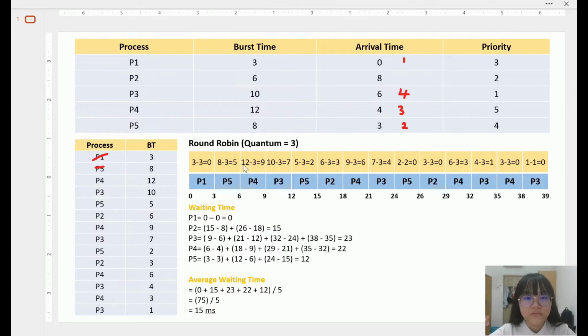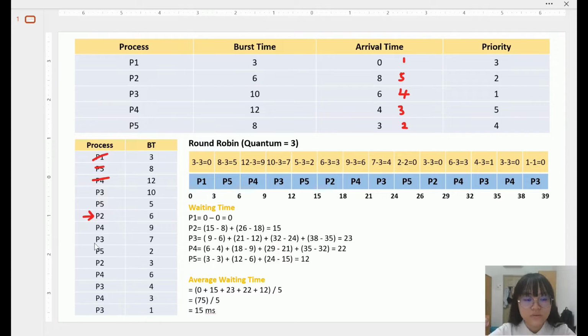We run P4. P4's burst time is 12 and we minus 3, we get 9. After we run P4, we put it at the bottom, and at the time from 6 until 9, P2 arrived, so we add P2 here. After we run P4, we will run P3. P3's burst time is 10. Minus 3 remains 7.